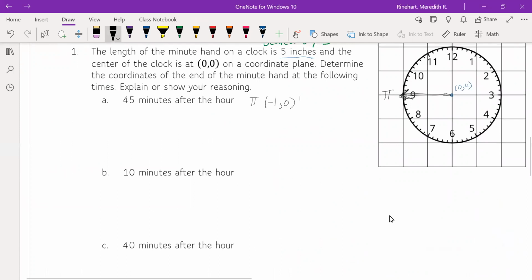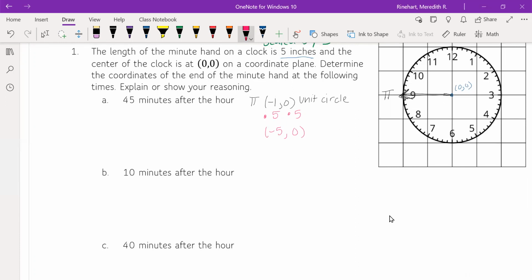Now this is for our unit circle. So we take this and we scale it up by 5. -1 times 5 is -5. 0 times 5 is 0. So this is a possible solution here.